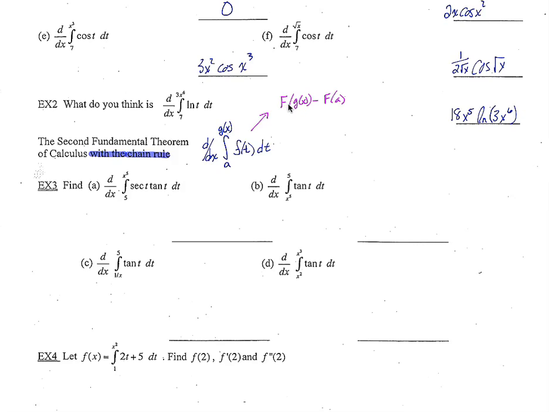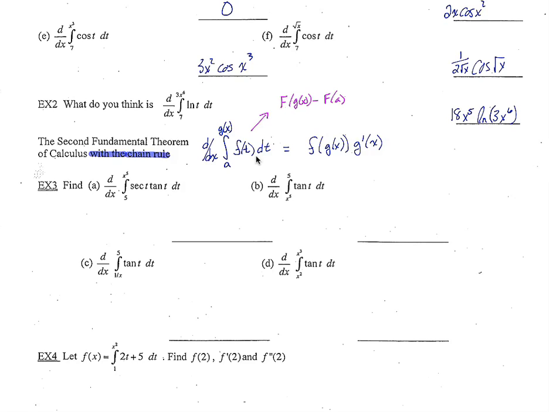So it's the derivative of the outside function, and the derivative of the outside function is the child function, f, with the input g of x, and then times the derivative of the inside function, which is g prime of x. Right? So here we have the second fundamental theorem of calculus using the chain rule.